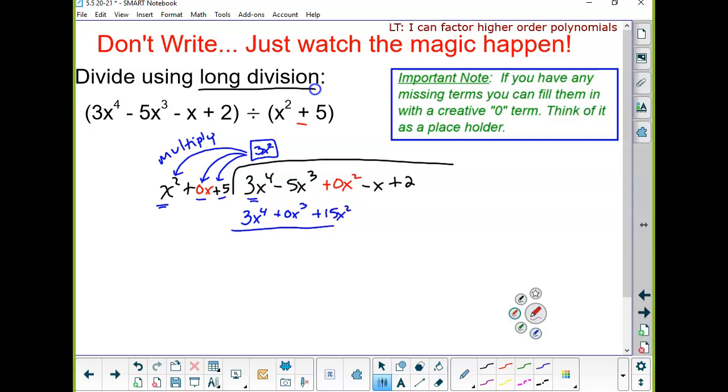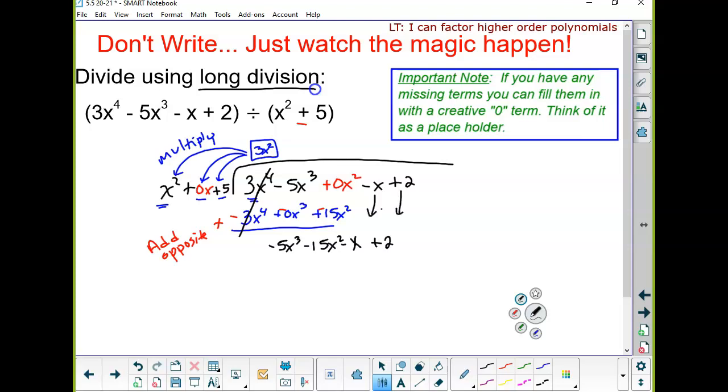All right, now here's the tricky spot. A lot of students see this and they're like, oh, I'm just going to subtract. You want to think of this as adding the opposite. Now, when I say opposite, every term is going to turn the opposite sign. And once that happens, then you can just add them together. So 3x to the fourth plus negative 3x to the fourth, add up to 0. What's left over is a negative 5x to the third minus 15x squared minus x plus 2.